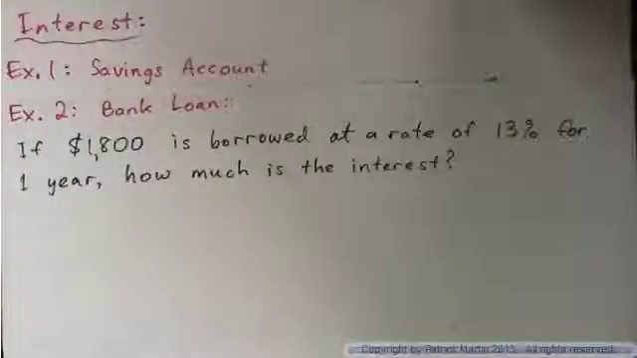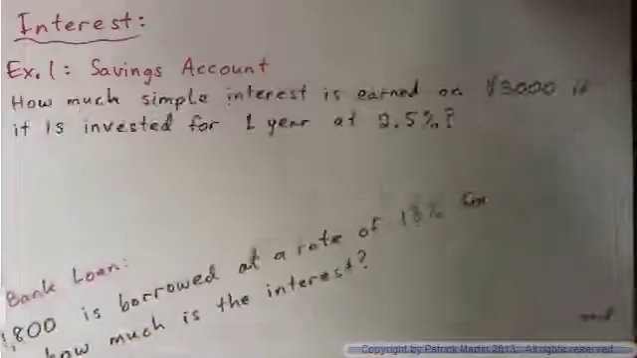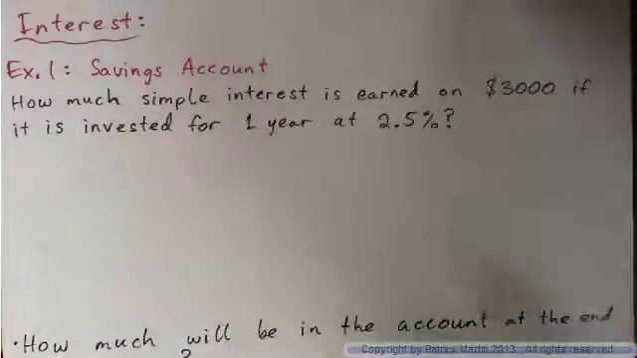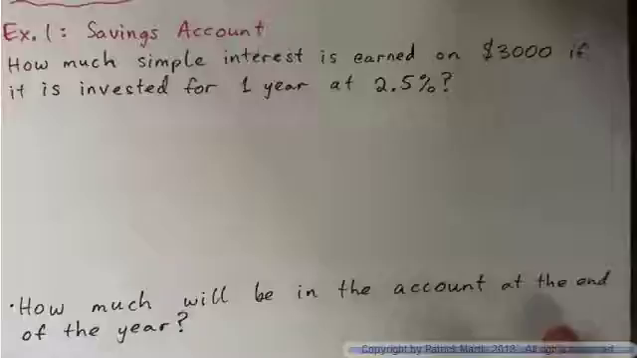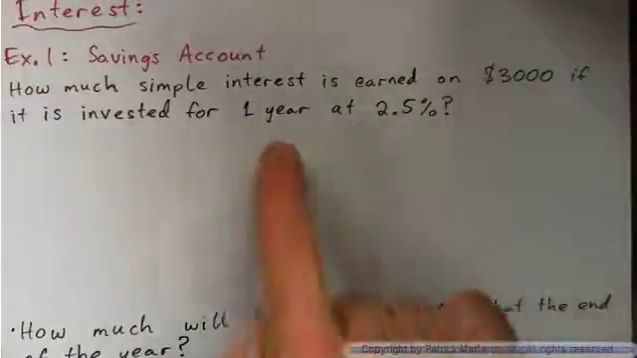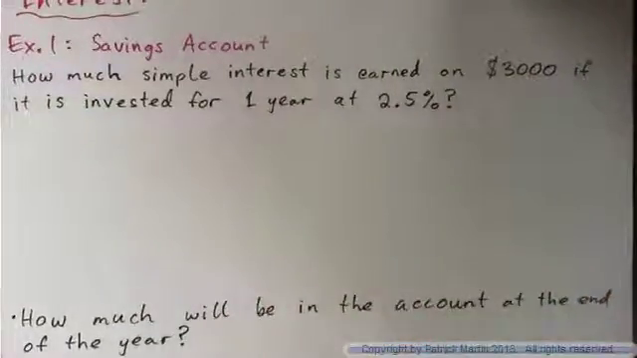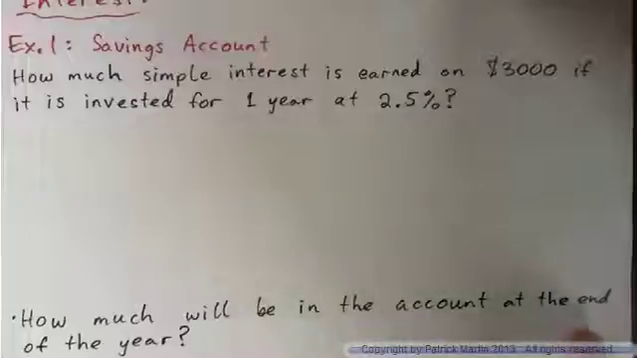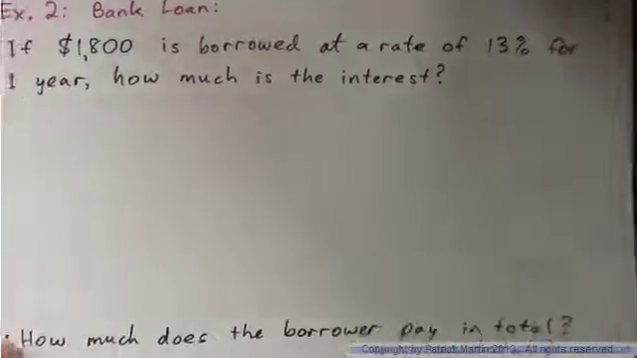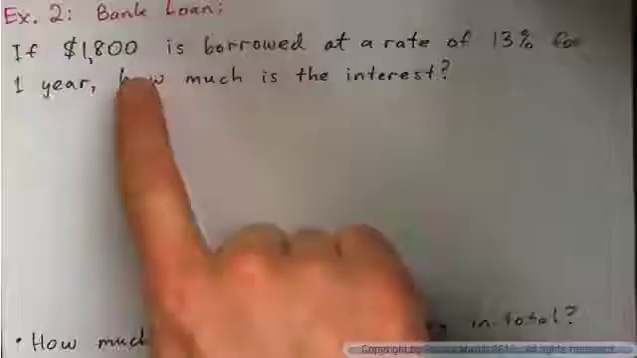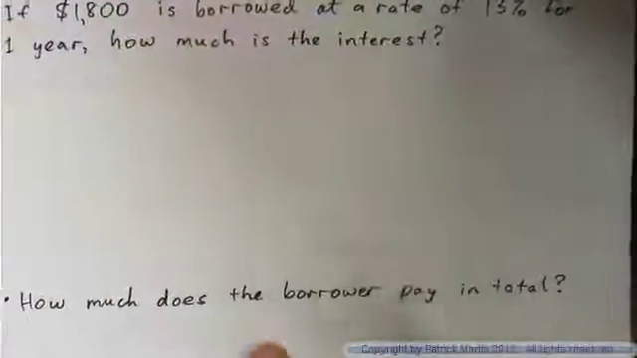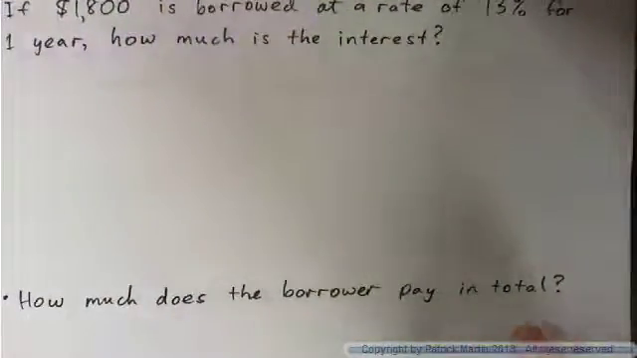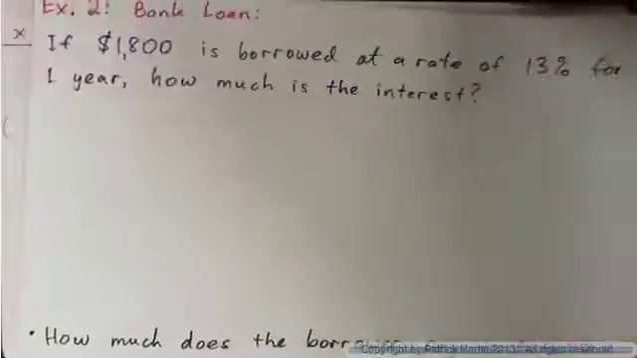In this video I'll look at some real life applications with interest, so we'll just do these two examples. The first one is a savings account, and we'll look at simple interest at 2.5%, and also figure out how much will be in the account at the end of the year. And then a bank loan, and figure out how much the borrower pays in total at the end of the year.